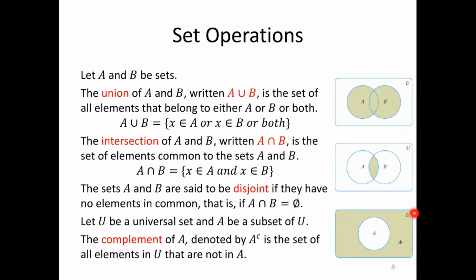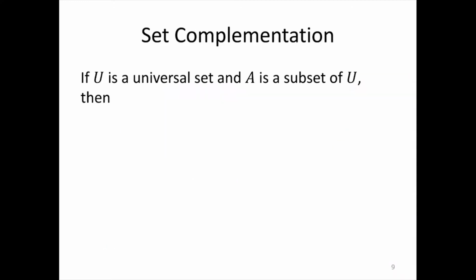We have all elements in U which are not in A. Based on the definition of complement, we can have these properties. The first one: if we take the complement of the universal set, it will be just the empty set, because the universal set already contains everything. If we take the complement of the empty set, it will be equal to the universal set.